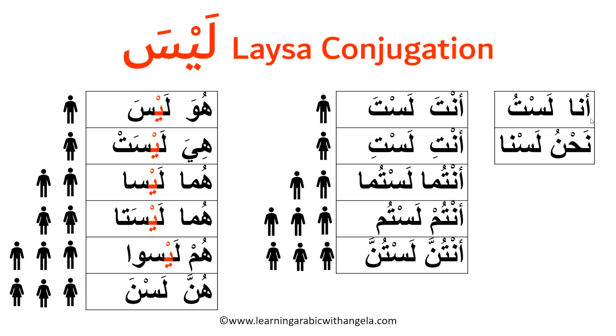So conjugation-wise, أنا لست, نحن لسنا, أنت لست, أنت لست, أنتما لستما, أنتم لستم, أنتن لستن, هو ليس, هي ليست, هما ليسا, هما ليستا in the feminine, هم ليسوا, هن لسنا. Now notice that the ya over here appears for the third person apart from hunna, and disappears for the second person and for the first person. So that's just a conjugation tip.